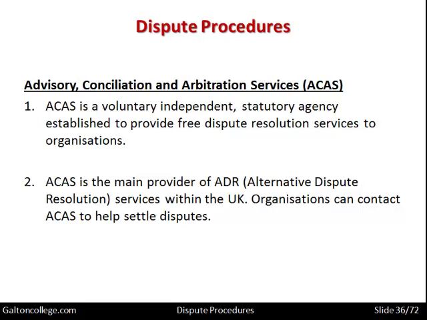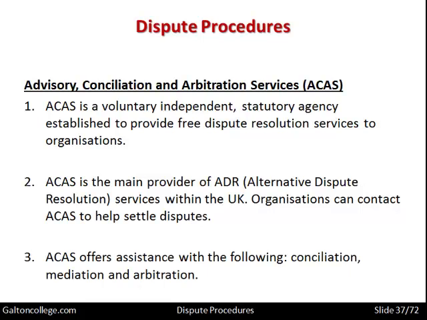Organisations can contact ACAS to help settle disputes. So when there's a dispute and it can't be resolved internally, both parties can't agree, so they're in deadlock, there's no way forward, they just simply cannot agree on a solution, then ACAS may get involved. They may be invited to get involved. Both parties, both management and the unions, or management and the workers, must agree that ACAS be contacted to see if they can help.